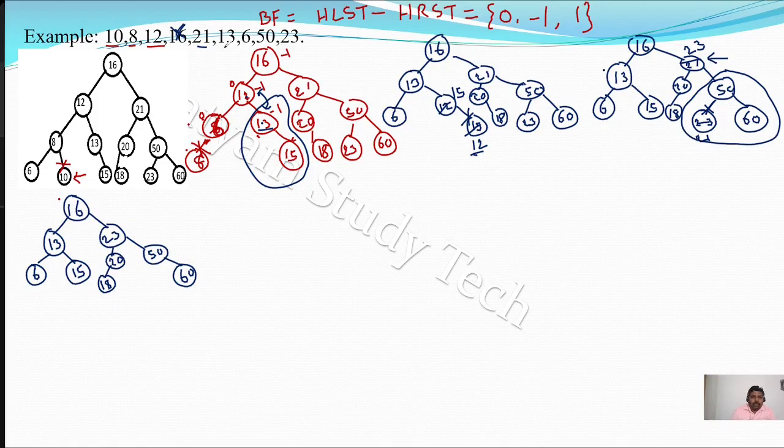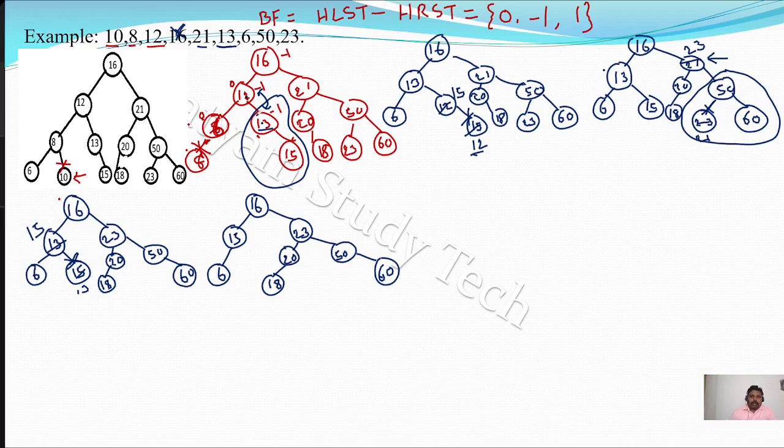Now next, you can delete 13. Where is 13? 13 is here. So 13 has two children. Either you can follow the inorder predecessor or the inorder successor. I am following the inorder successor, that's why I replace 13 with 15, right? So 15 here, 15 here. So 13 is deleted, right? After deleting this, the tree is 16.